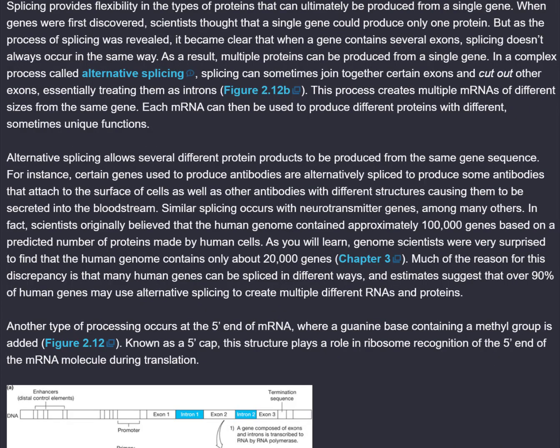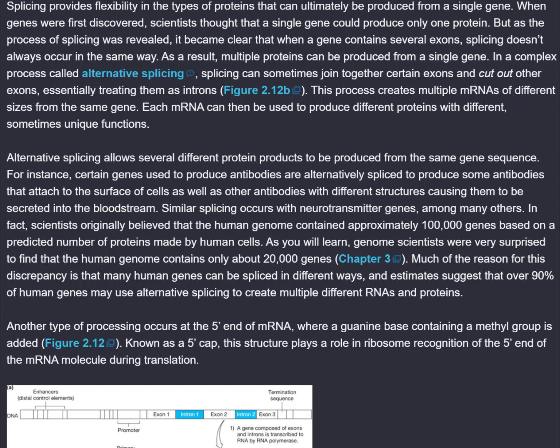Splicing provides flexibility in the types of proteins that can ultimately be produced from a single gene. When genes were first discovered, scientists thought that a single gene could produce only one protein. But as the process of splicing was revealed, it became clear that when a gene contains several exons, splicing doesn't always occur in the same way. As a result, multiple proteins can be produced from a single gene.